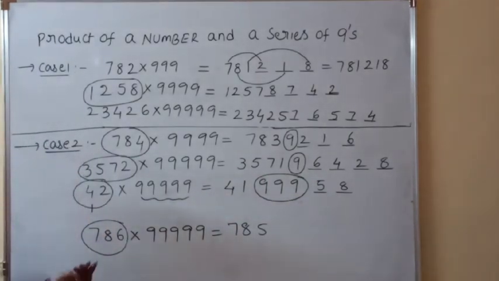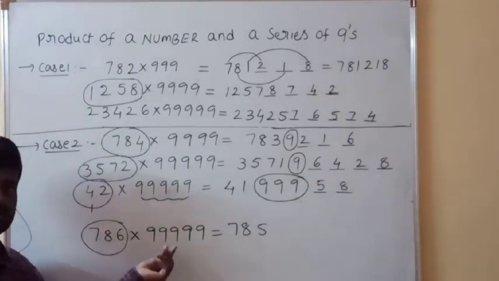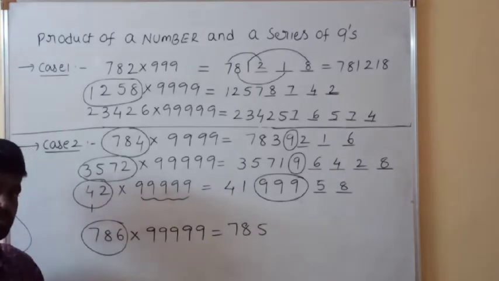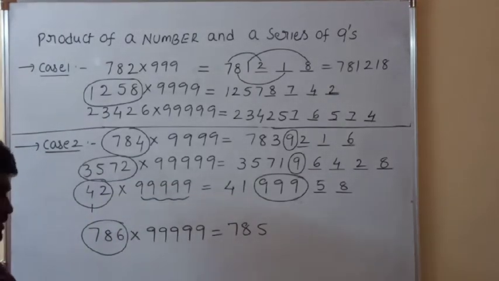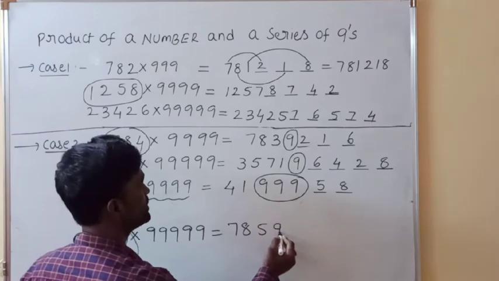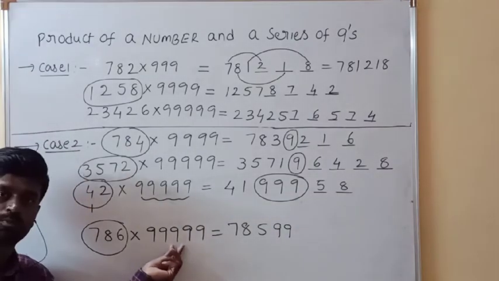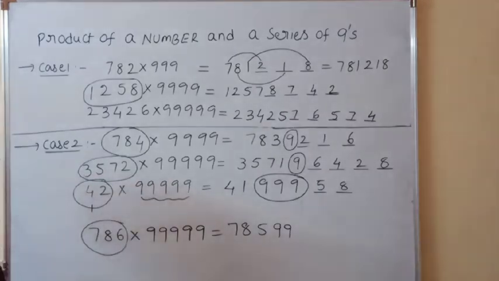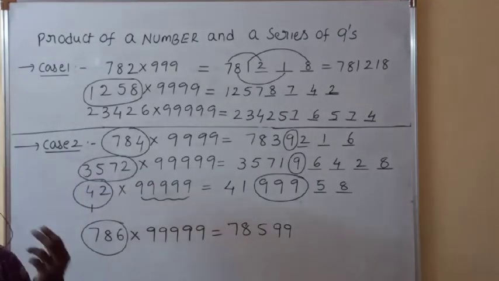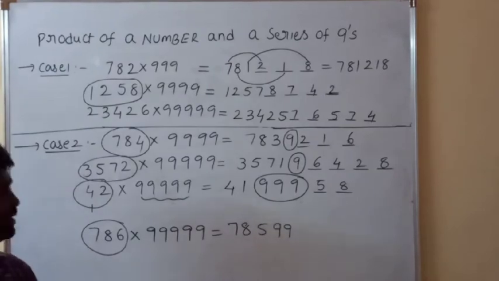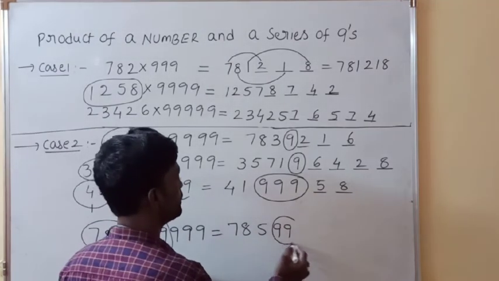785. Here it is a 3 digit number, but how many 9s are there? 5 nines. That means how many 9s are extra? 2 nines. So 2 nines are extra, you write 2 nines. Because it is a 3 digit number, but here how many 9s are there? 5 nines. So 5 minus 3 how much? 2. So 2 nines are extra. So make it round.